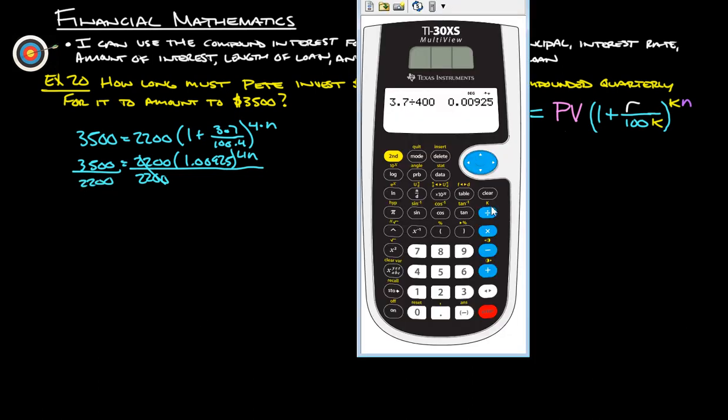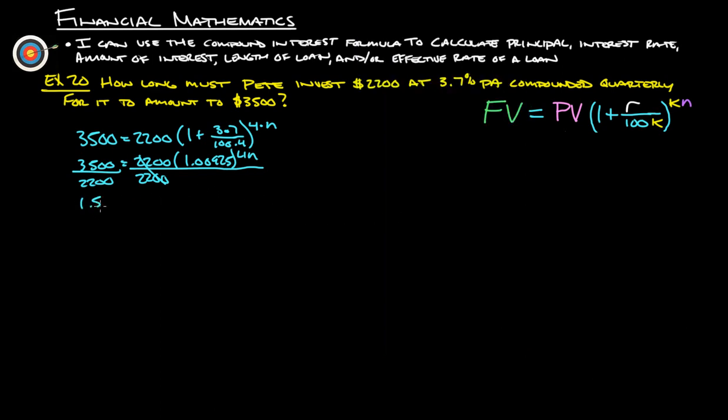And what do we get? Oh, no, we want 3,500 divided by 2,200. That gives us 1.5909. And that's going to equal 1.00925 to the 4n. Now, again, our variable is in our exponent, so that means we're going to have to do logs.